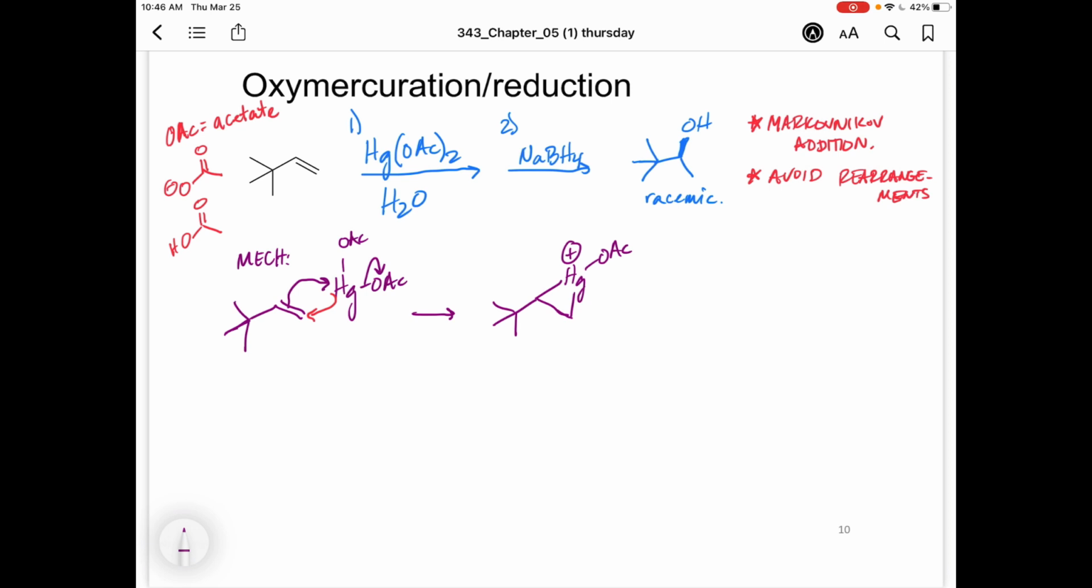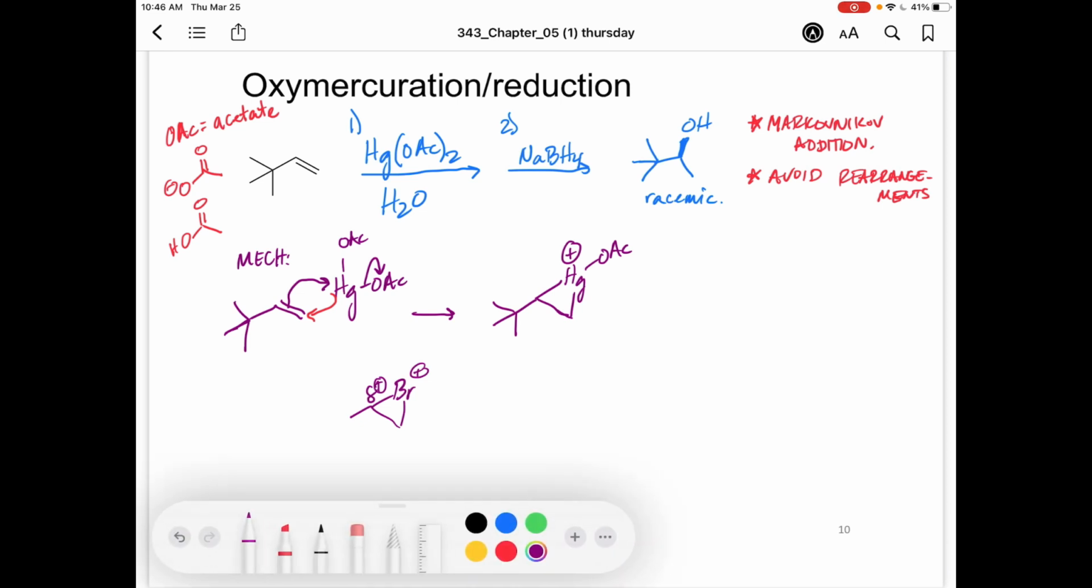This is really similar to that bromonium ion that we've seen before, where this carbon that is more substituted is more partially positive. So these are very similar. The mechanism is really similar after this.